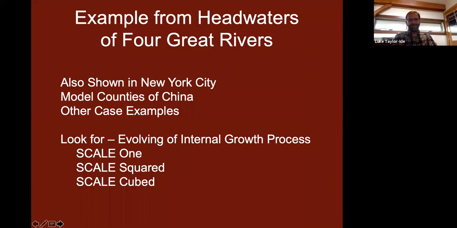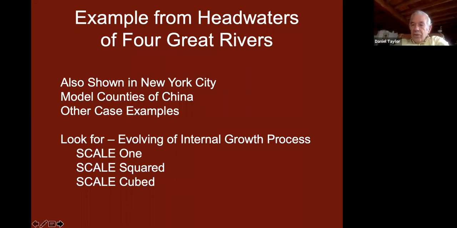Thanks very much, Luke. Now I want to switch and talk about some examples. The readings gave several examples. New York City, which I'm not going to talk about here, but New York City is one of the greenest cities in America. It's one of the most continually evolving, century upon century. The Model Counties of China was an intentional project that was led by my father, an outsider, that went China-wide. We've talked about these examples and others.